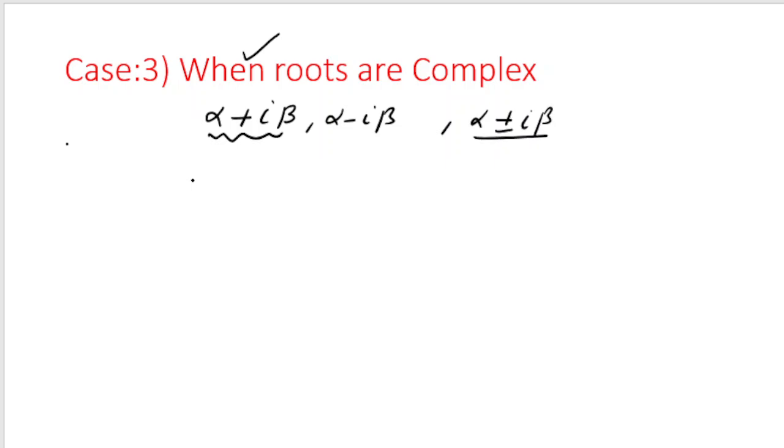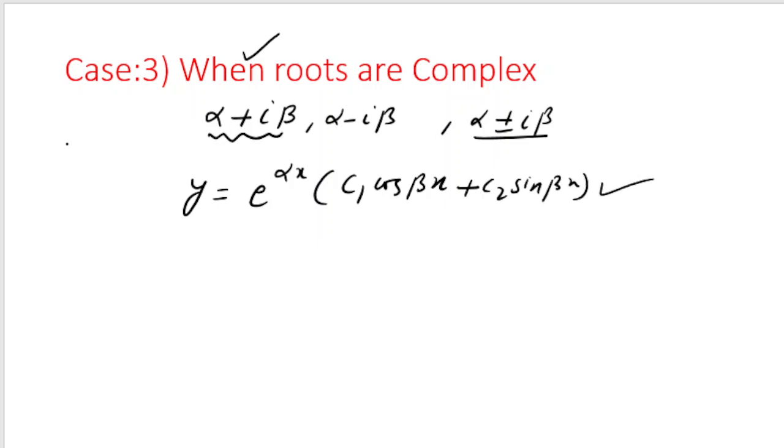So in this case, how is the solution written? The solution is written as e to the power alpha x into c1 cos beta x plus c2 sin beta x. Some of you might be thinking about how this is written. There is an explanation for this also, and we can discuss that, but I am not going into that detail, otherwise it will become too lengthy. I am just focused on solving the problem. So if the equation has roots like alpha plus minus i beta, the general solution will be like this.